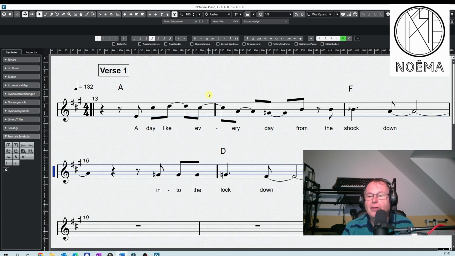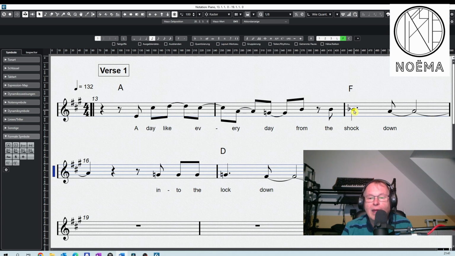The first subphrase covers a day like every day from the shock down. So this is important because when singing the melody, it is really advisable not to breathe within such a phrase, as otherwise it would be interrupted or even destroyed. I already mentioned that shock and lock are stressed because of the tone length and the position in the bar. But there is more of it.